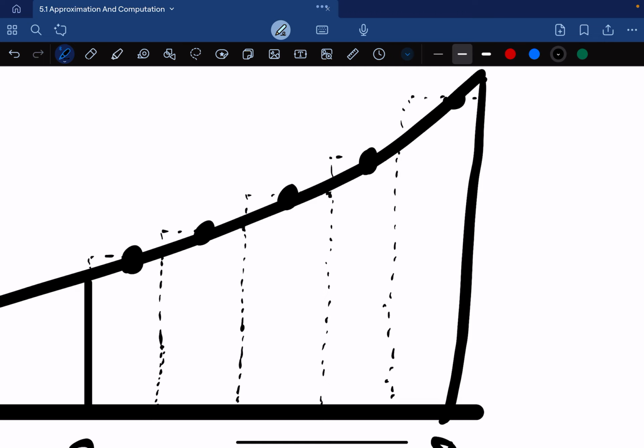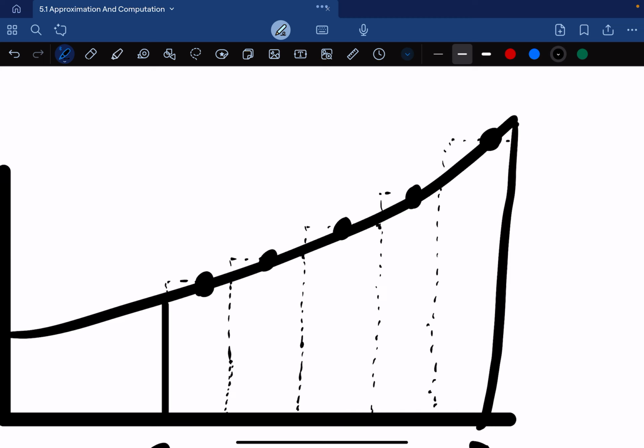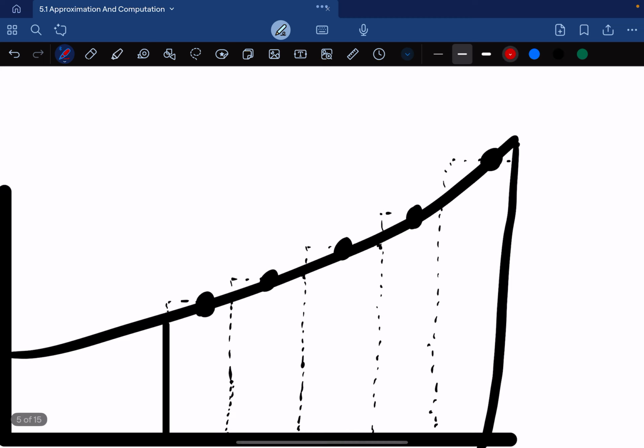So instead of having either the left or the right of each of these rectangles and taking the y coordinate of that, we instead take the x and we take the y coordinate for a point directly in the middle of the rectangles.